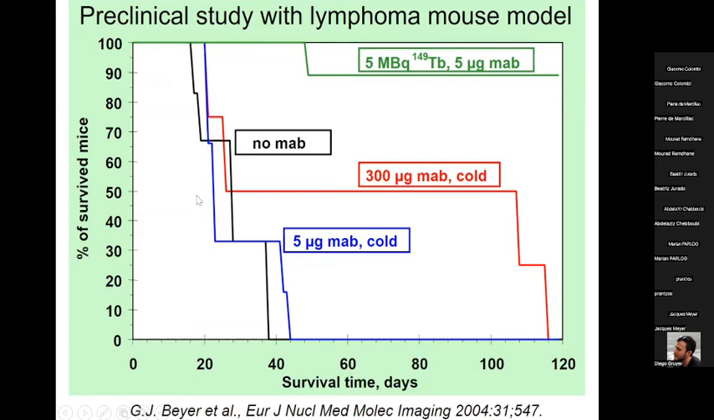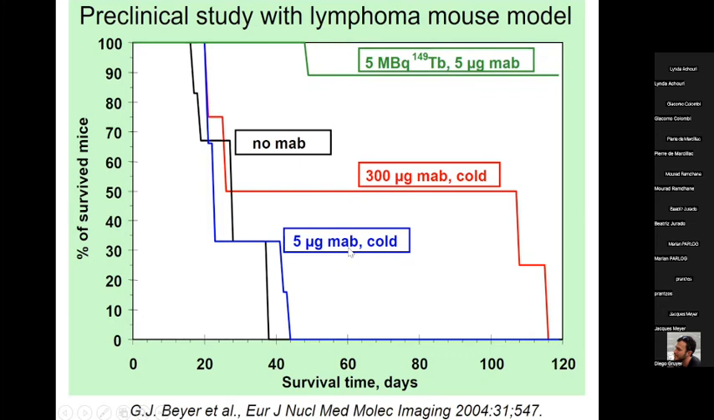Terbium-149 is also a very interesting isotope because it's an alpha emitter. Alphas, remember, have very short range. So here we show the survival of mice which have been injected with some tumor cells which are growing. And you see here the survival time of the mice when they die or have to be killed because the tumor gets too big. Without treatment, the black curve, you see that the tumor in all mice before 40 days is becoming lethal.